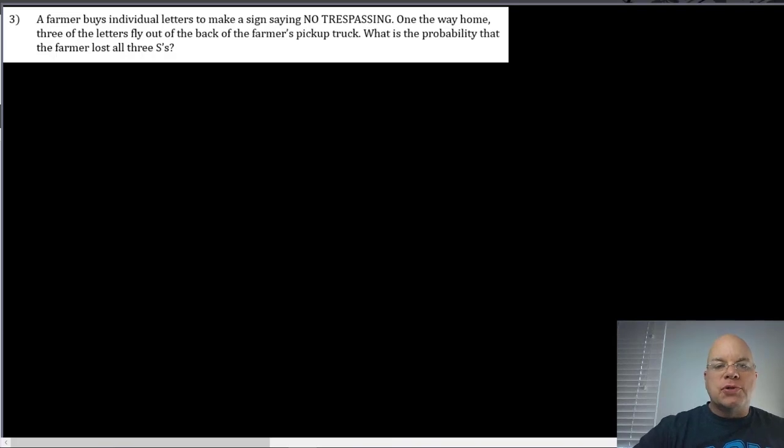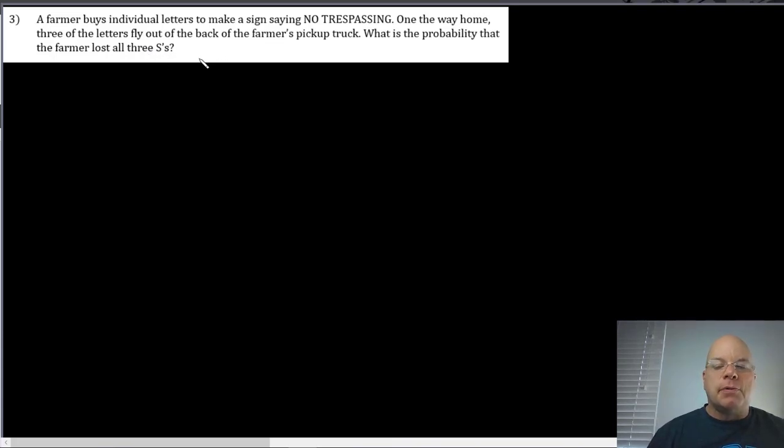Today we did some problem solving involving probability. Problem number 3, I want to do that one with you. It's very similar to problem number 1. A farmer buys individual letters to make a sign saying no trespassing. On the way home, 3 of the letters fly out of the back of the farmer's pickup truck. What is the probability that the farmer lost all 3 S's?